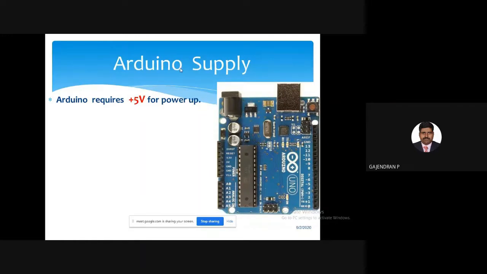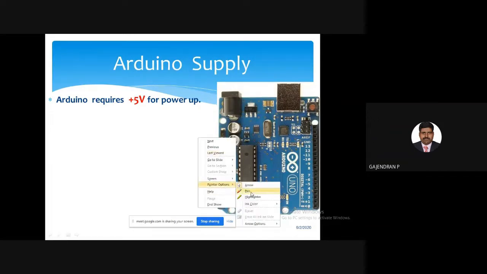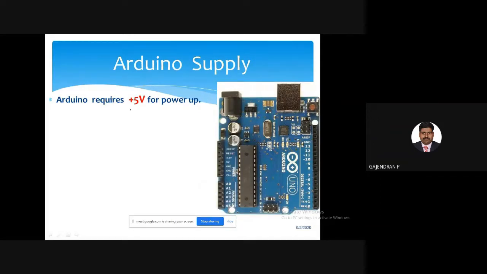DC supply. Then what is the range? Plus 5 volt. Please make note of this one. Point number 1, plus 5 volt. Then where do I need to give it? See, this is my Arduino Uno board. This is my controller. To make this controller function, I need to give a DC supply of plus 5 volt. From where can I give it?